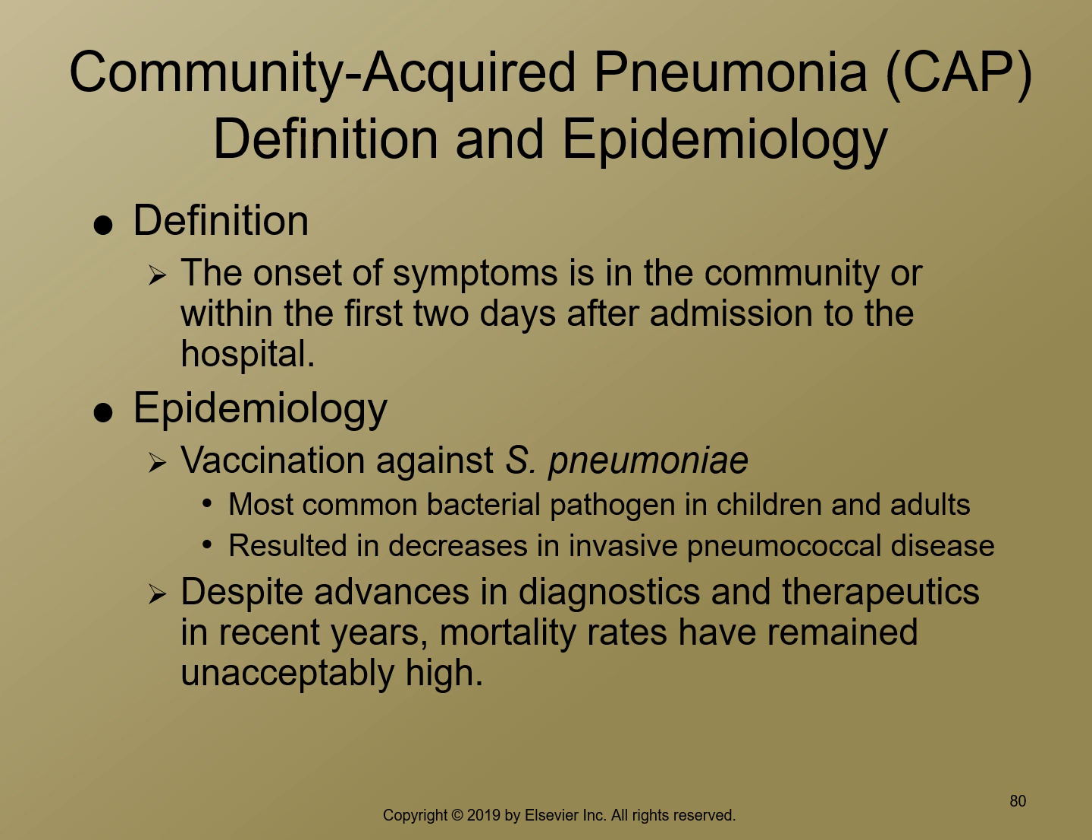Community-acquired pneumonia is defined as the onset of symptoms in the community or within the first 2 days after admission to the hospital. This type of pneumonia is one of the most common infections encountered in clinical practice and the leading cause of death from infection for persons over 65 years old. There has been a decrease in invasive pneumococcal disease as a result of vaccination against Strep pneumoniae, which is one of the most common bacterial pathogens in children and in adults.